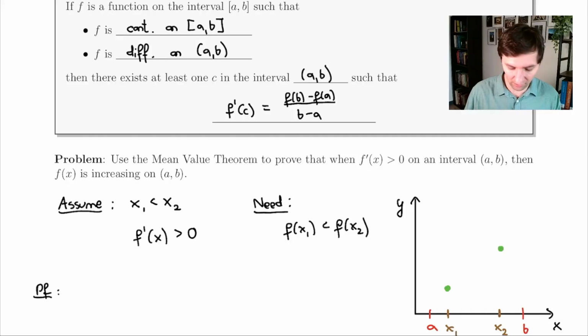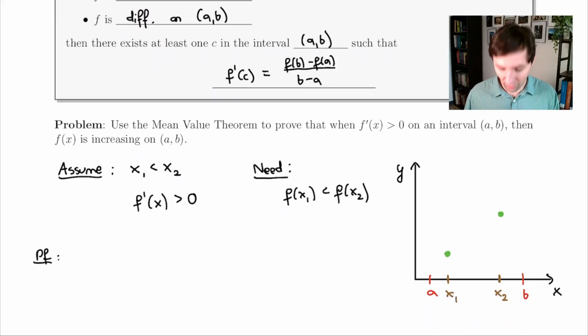The assumptions are that the function is continuous and differentiable. And I would like to use the mean value theorem on the interval from x1 to x2. Do I know that the function f is both continuous and differentiable on this interval? Continuous on a closed interval and differentiable on an open interval. And I believe this is true.